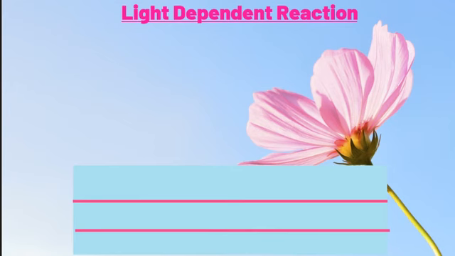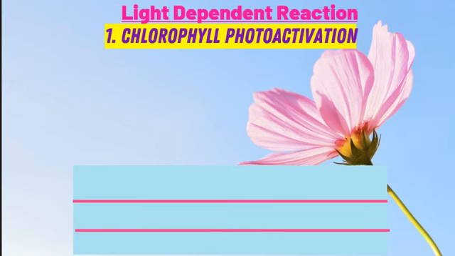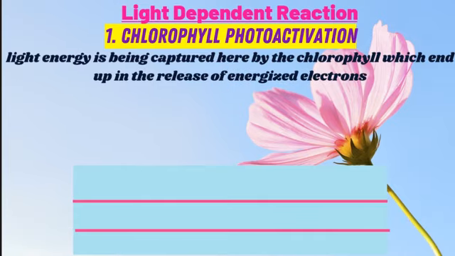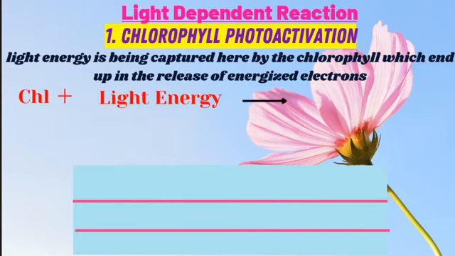Light-dependent reaction has three vital events. What are those? Number one is the chlorophyll photoactivation, wherein light energy is being captured by the chlorophyll, which will end up in the release of energized electrons. So the equation will look like this. Chlorophyll at the ground state plus light energy will result in an excited chlorophyll plus energized electrons.